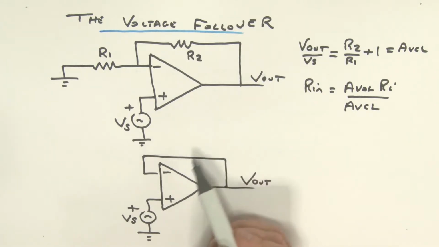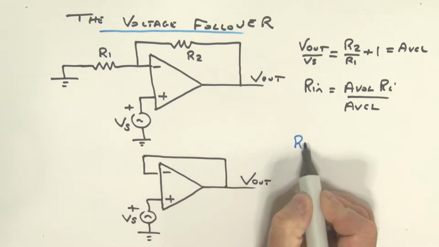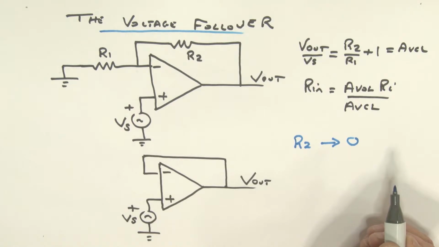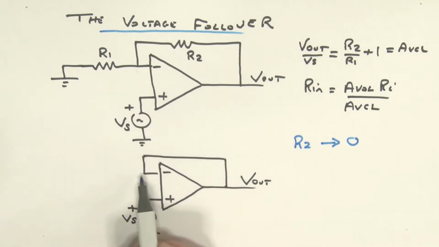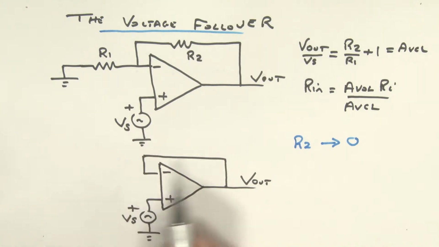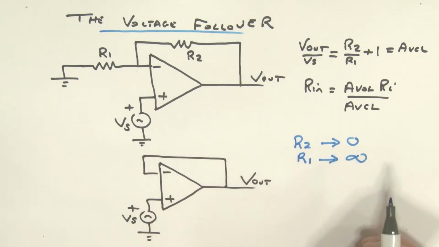All right, well, R2 effectively has become what? It's a short, it's effectively become 0. So we can say R2 has become 0. What about R1? R1 was basically connecting from this point to ground. Well, R1 has effectively become what? An infinite resistance. So we can say R1 has become infinity.